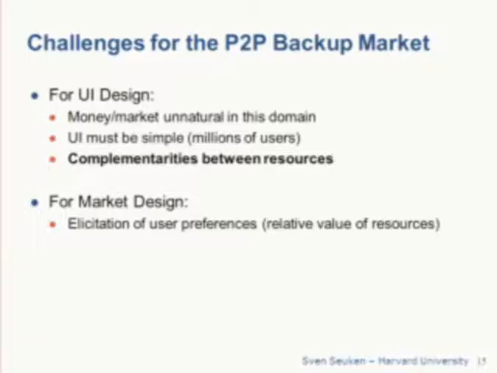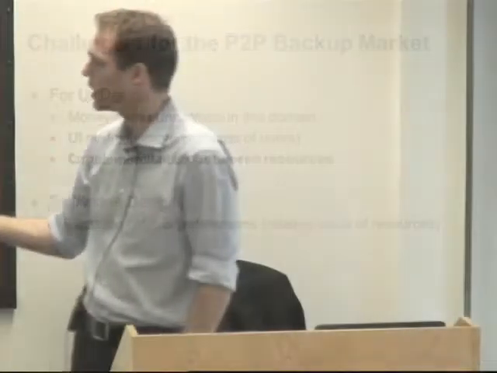So these are the challenges for the user interface. On the market design side, the first problem is we need to elicit the user's preferences, which here means their relative value of the resources they're willing to supply. The second challenge is that here users might be unresponsive. They might not update their settings for a month or so. They might not care about their resources enough, and we have to take that into account when designing the market.